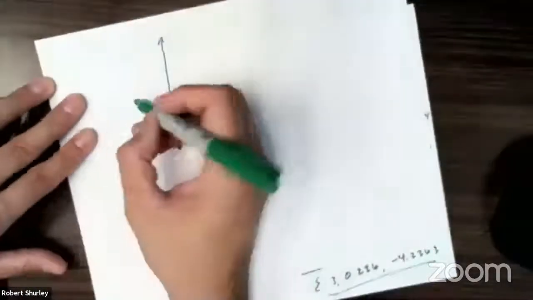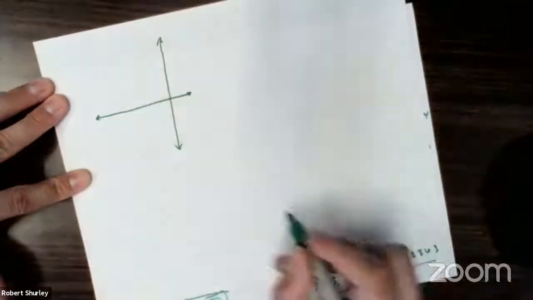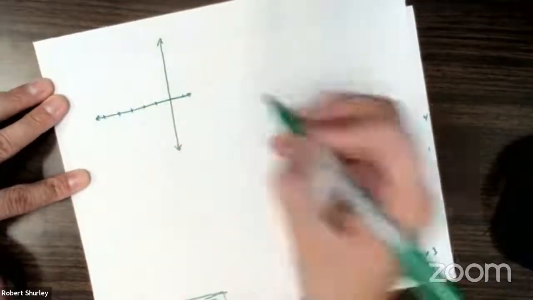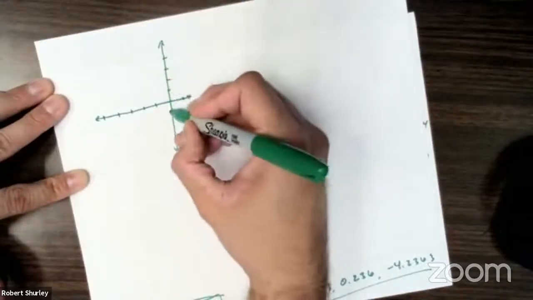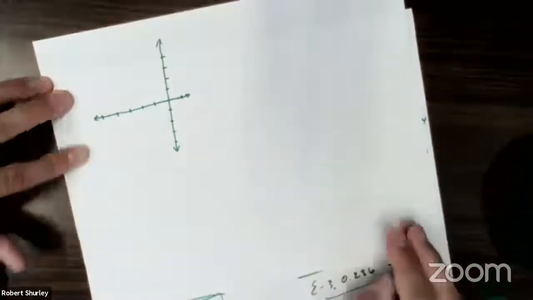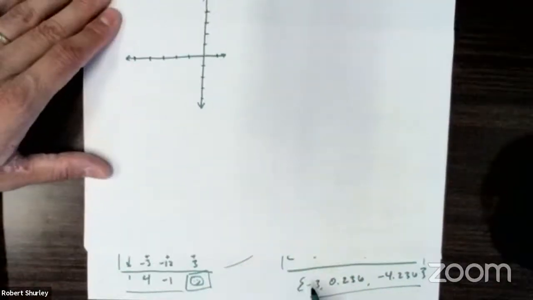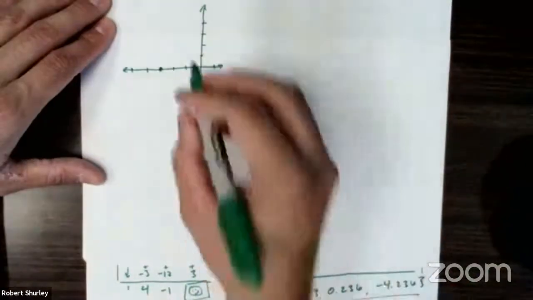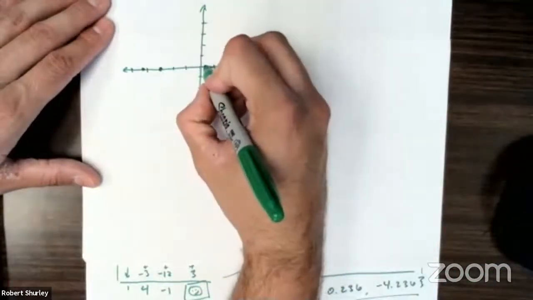What did I say again? Oh, wait, it's down here. Negative 3, so we'd go to the left to negative 3. Or negative 4, right? 1, 2, 3, 4, 5. Two, 3. And let's see, negative 3. 1, 2, 3. Negative 4.2, about right there. And then positive 0.23, so about right here.